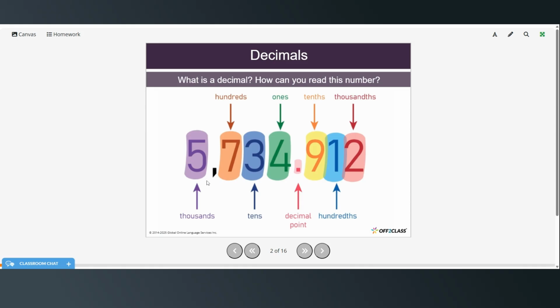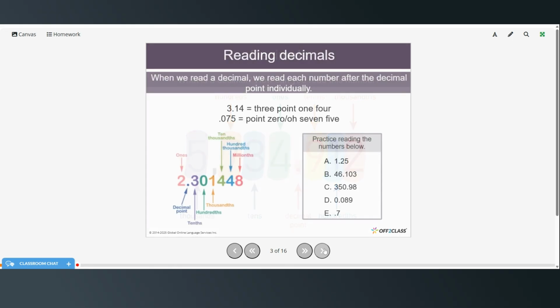So to read this number, it would be 5,734 and 912 thousandths. So when we read a decimal, we read each number after the decimal point individually. So 3.14, or 0.0, or 0.075. So try and practice reading these numbers below, and then you can restart when you're ready to continue.